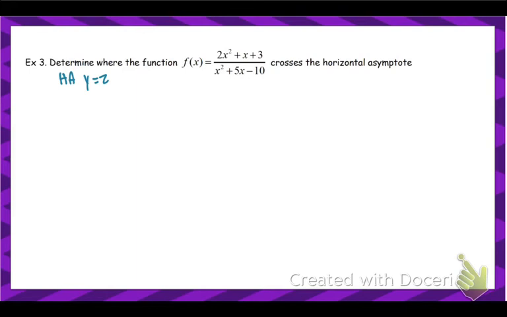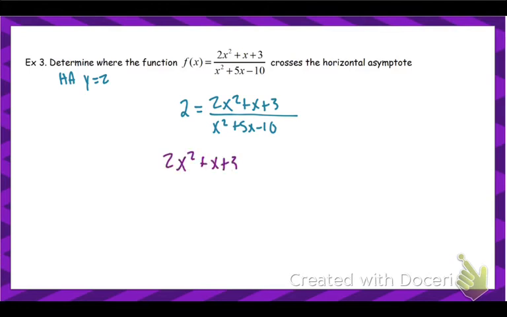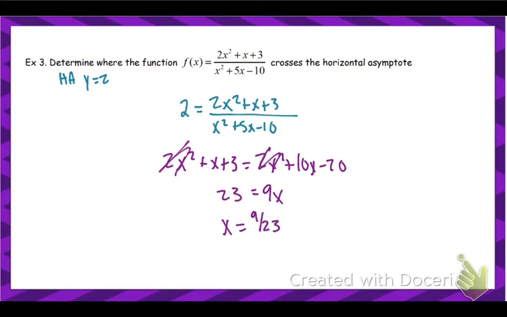So I want to know when 2 is equal to (2x squared plus x plus 3) over (x squared plus 5x minus 10). So again, I just have a rational equation. I'll go ahead and cross multiply on this one. So 2x squared plus x plus 3 is going to equal 2x squared plus 10x minus 20. If I were to solve this, those 2x squareds will cancel. I'll get 9x is equal to 23, and x is equal to 23 over 9.